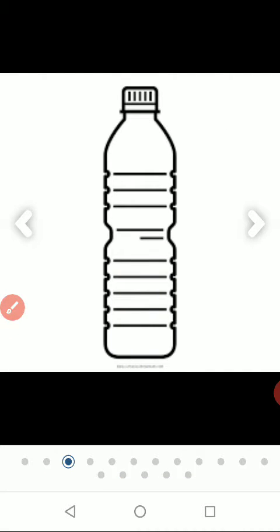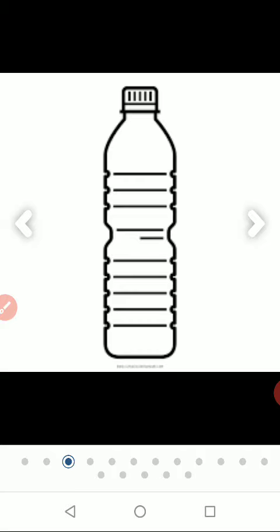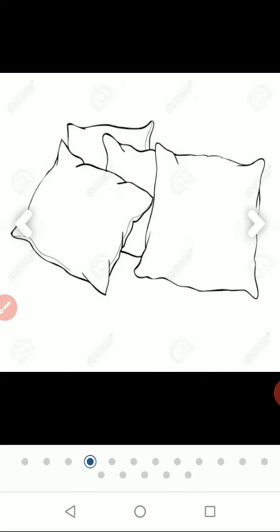The next one is a plastic bottle. Plastic bottles are very easy to carry during traveling. Glass bottles are also there, but in traveling they may break. So while traveling or going to school we use plastic bottles so that they do not break and the water remains intact. Let us see the next thing and which material it's made of.